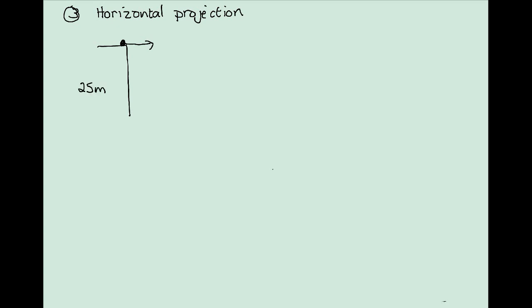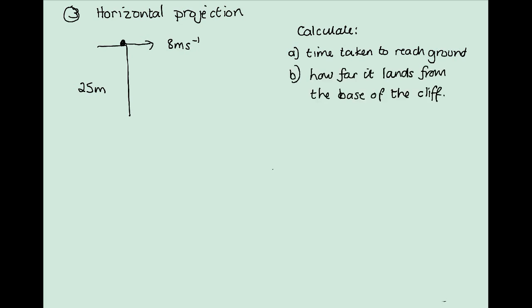Let's say the cliff is 25 meters high, and let's give it an initial horizontal velocity of 8 meters per second. We might be asked to calculate the time it takes for this football to reach the ground, and we might be asked to calculate how far away from the cliff it lands. So if you think about the trajectory it will take, some kind of curved path like that, we're going to calculate this horizontal displacement here, which I'm going to call S for displacement and H for horizontal. So that's what we're going to find in part B.